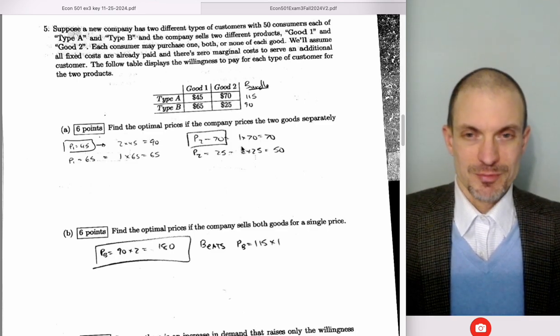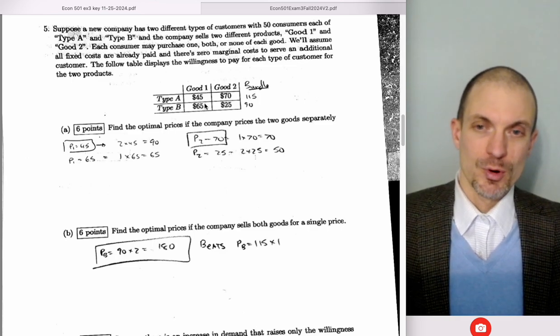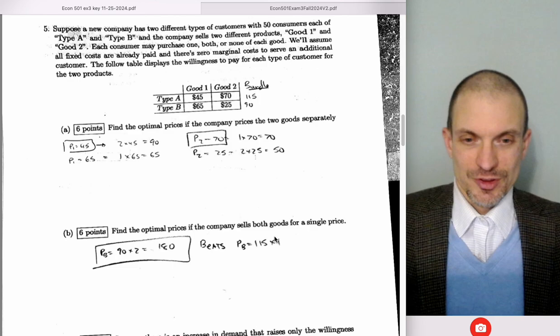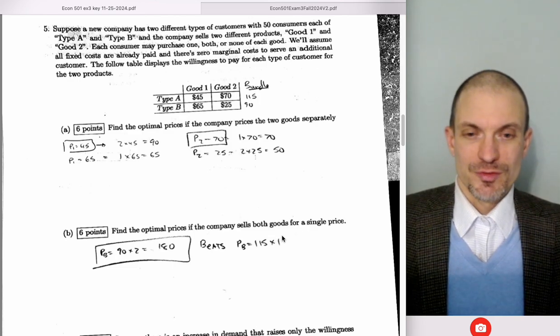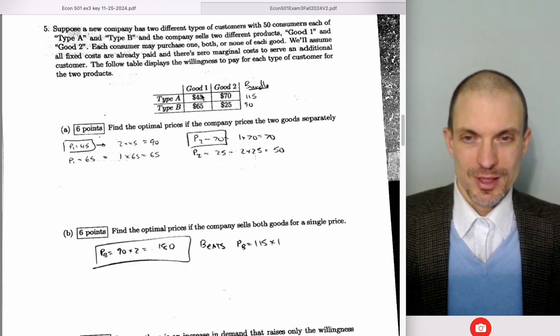So the profit maximizing price for good 2 is actually 70, selling only to type A consumers. Profit maximizing price for good 1 is 45, and selling to both types. Okay, so find the optimal prices if we want to sell both goods for a single price, if we want to bundle. To get the amount that each type would pay for the bundle, you just add up how much they're paying for good 1 and how much they're paying for good 2.